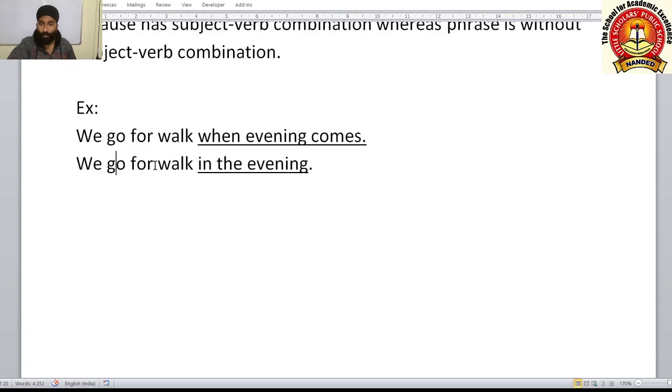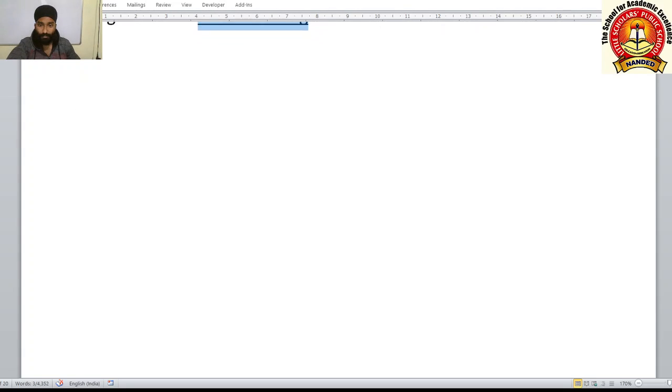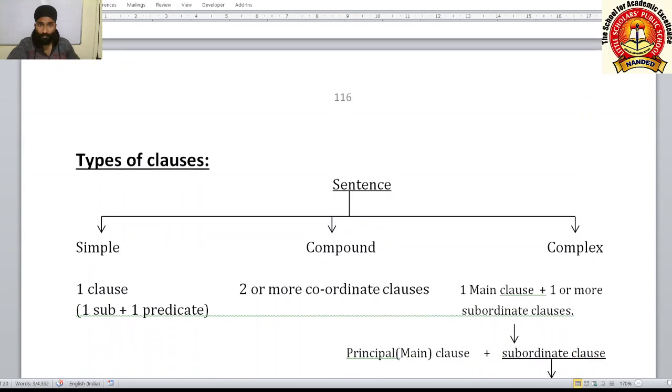We go for walk in the evening. The same sentence, just we have replaced the clause with this phrase. We go for walk in the evening. So here the phrase, an adverb, this is a prepositional phrase, in the evening. In this group of words, any subject is not there or any main verb is not there. Finite verb is not there. This is why it is not a clause. It is a phrase.